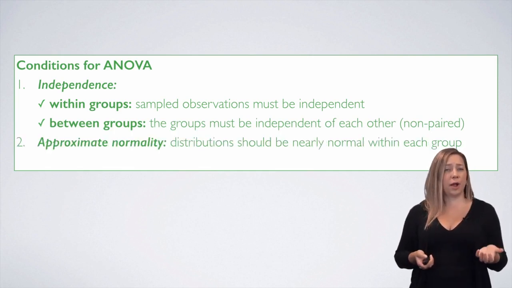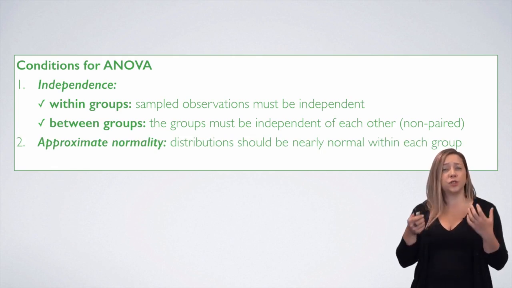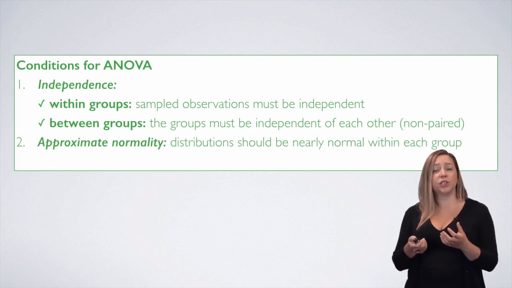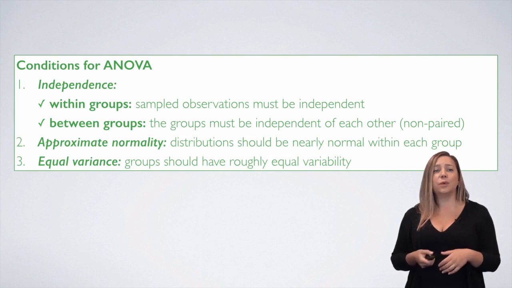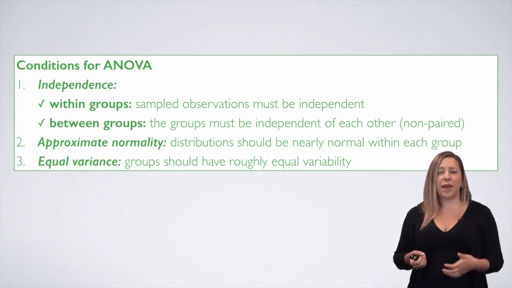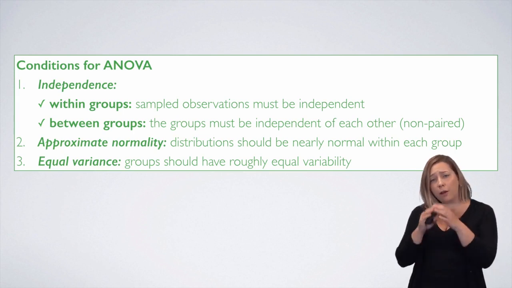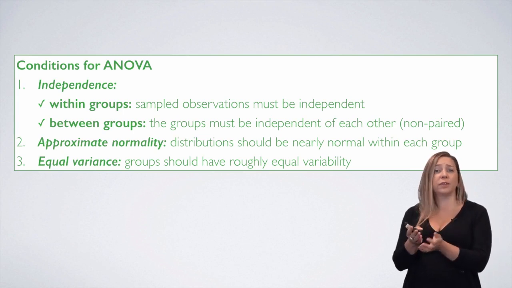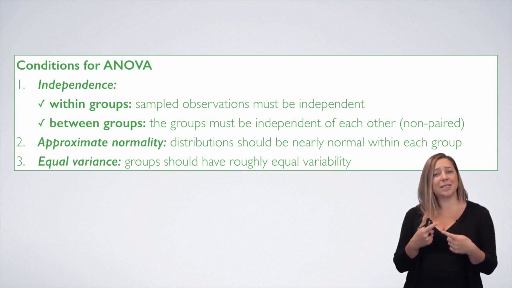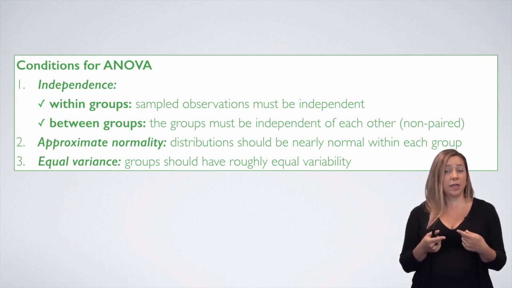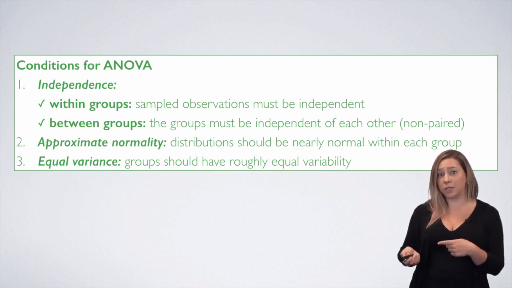We also need approximate normality, so the distribution should be nearly normal within each group. And lastly, we need equal variance. That is, the variability of the distributions of the response variable within each group should have roughly equal variance. We're going to discuss each of these conditions in more detail in the next few slides.